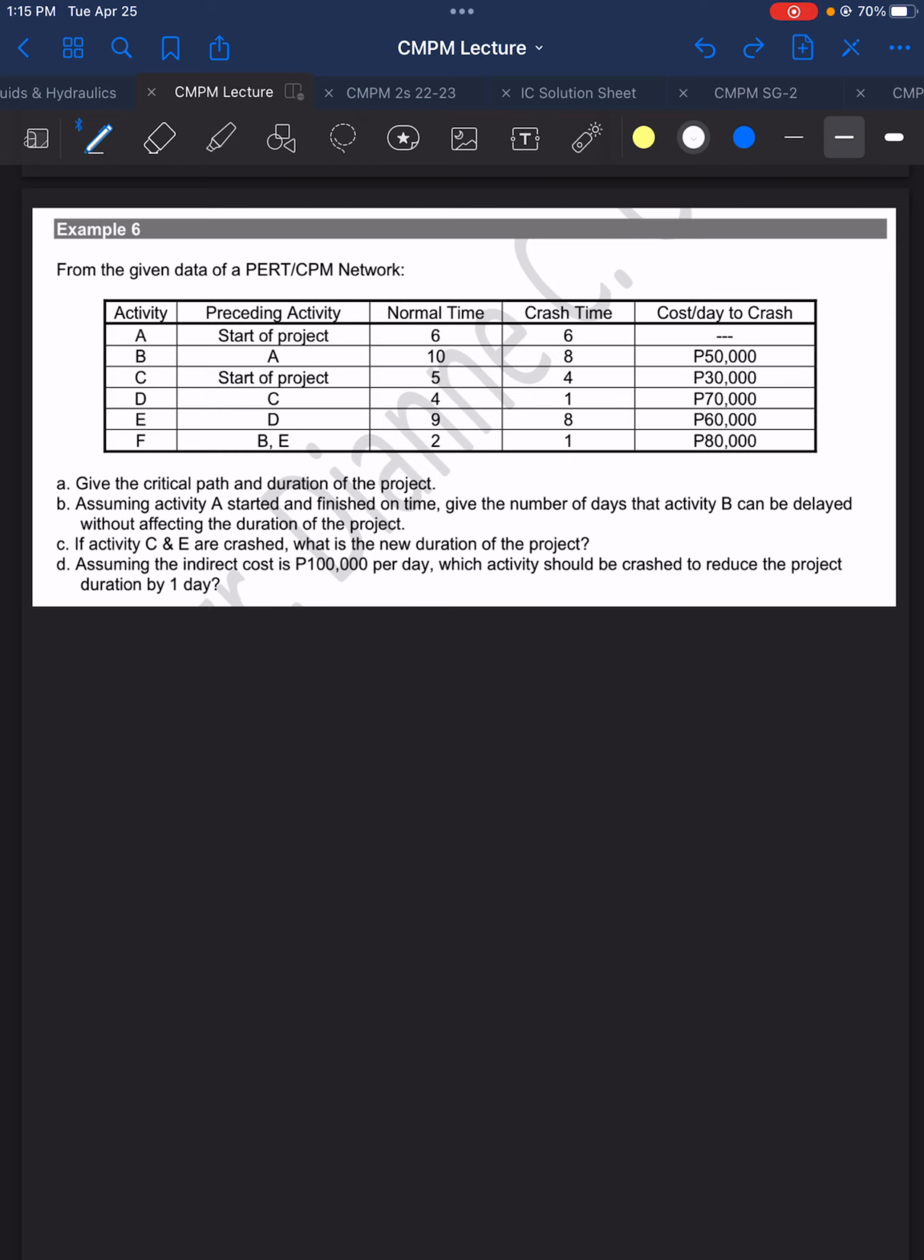Okay, again, since it's looking for the critical path, we will draw the PERT CPM network. For activity A, the preceding activity is the start of the project. So let's say here, 0 to 1, this is your activity A. Activity B will start after A is done, so we will have B here. For C, the preceding activity is the start of the project, so it's from node 0 also.